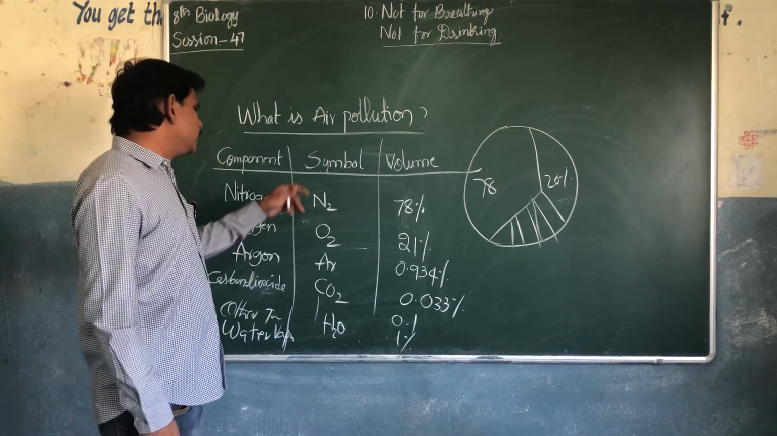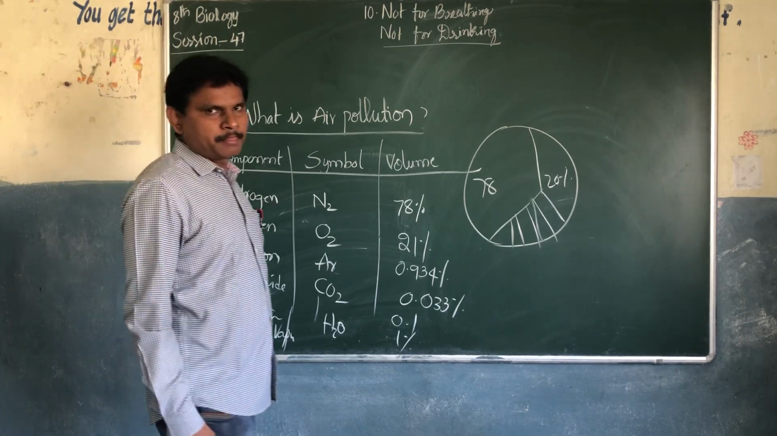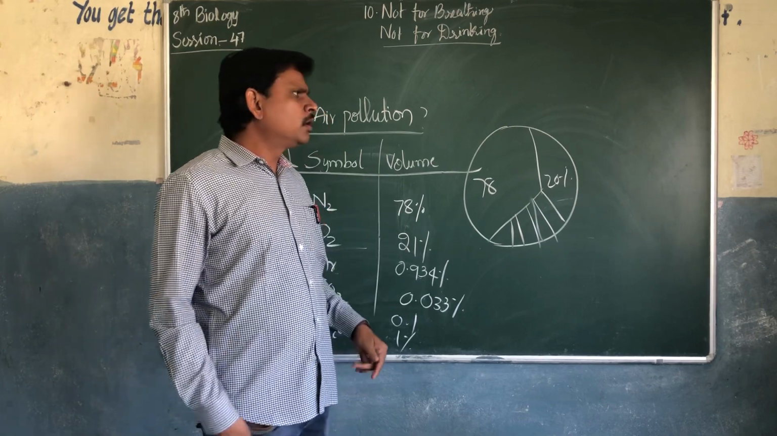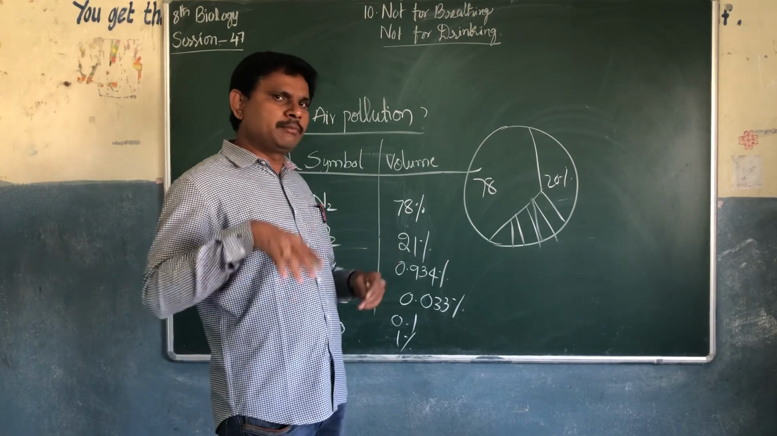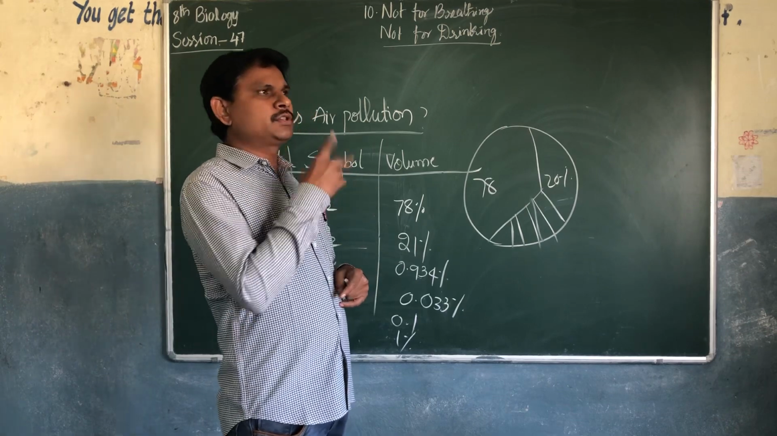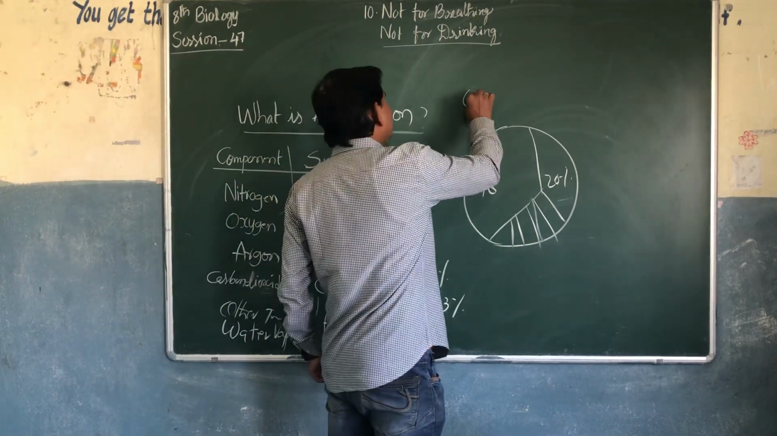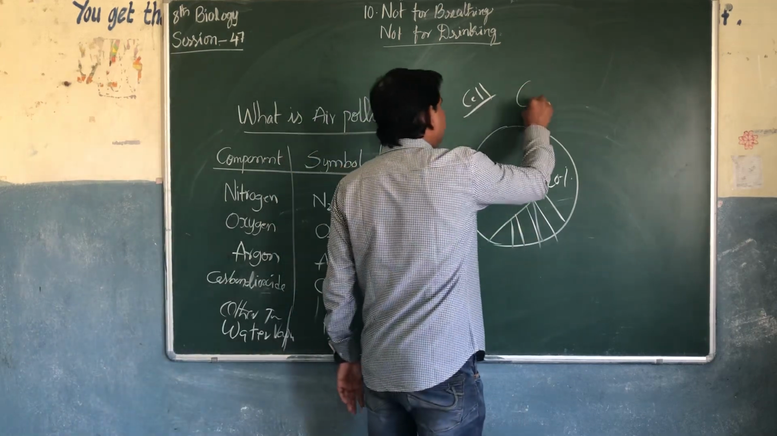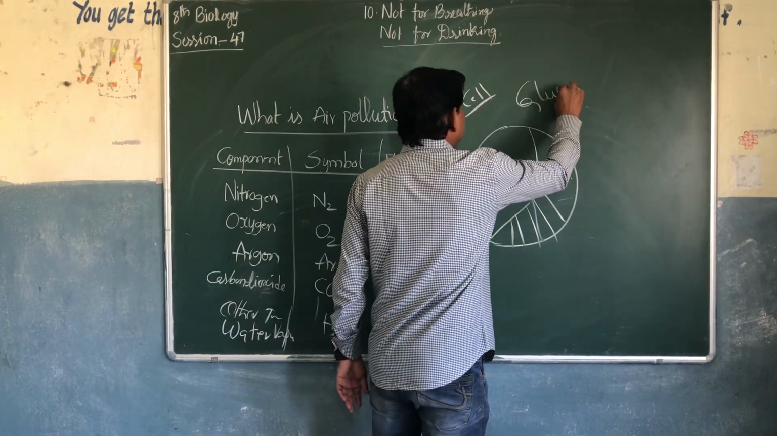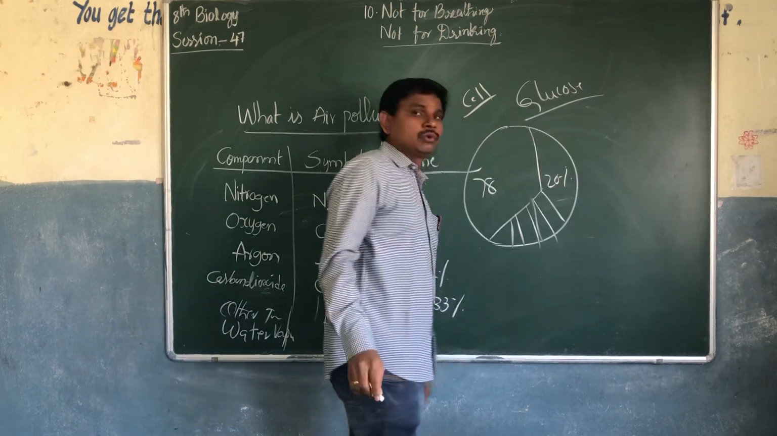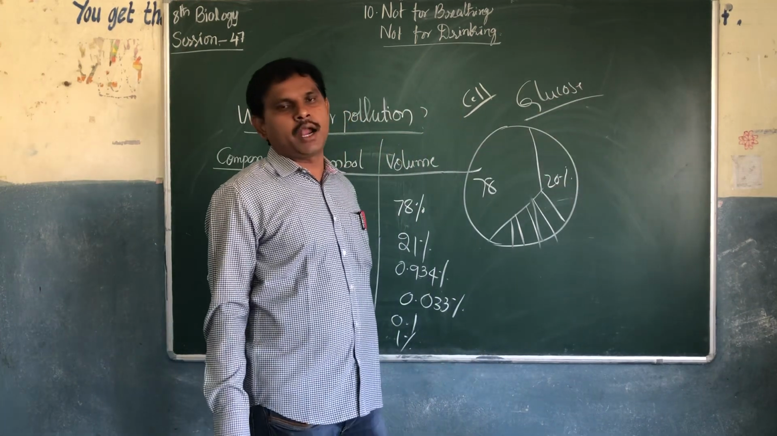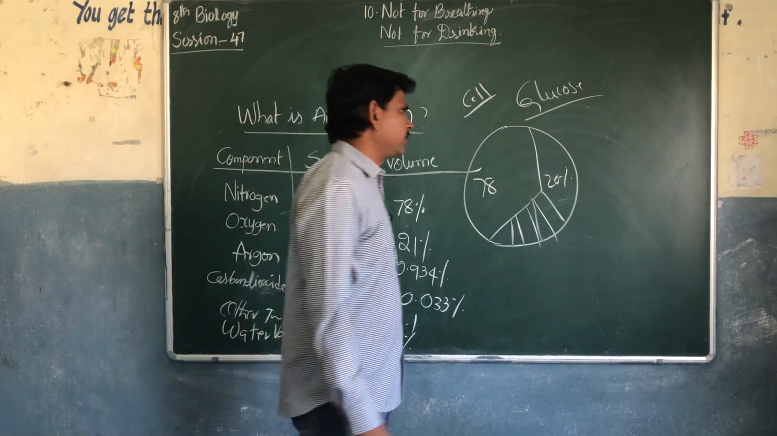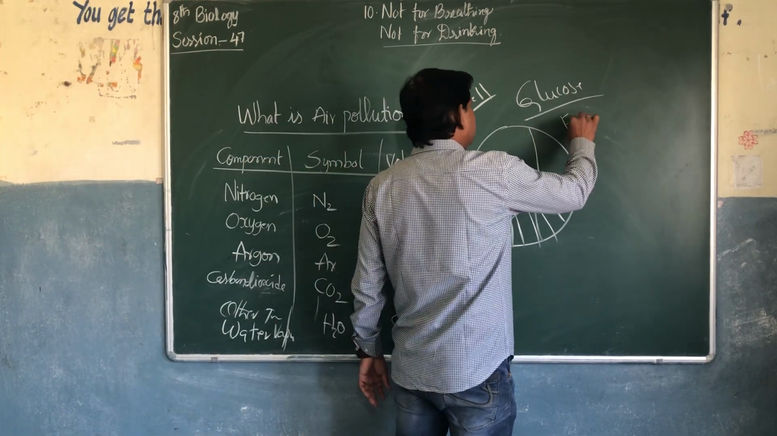Then, what is the use of this oxygen? It is very useful in the human body. When oxygen is mixed into the blood, this blood carries oxygen to the cells. In the cell, cellular respiration takes place. What is cellular respiration? To break down the glucose. To break down glucose, oxygen is required. Glucose is broken down in the presence of oxygen. When glucose is broken down, energy is released.